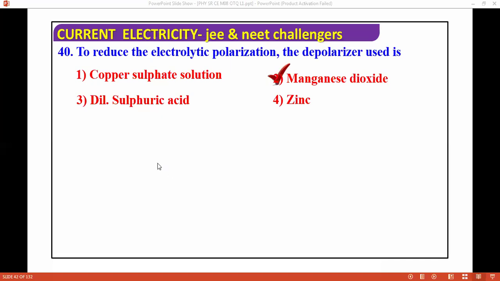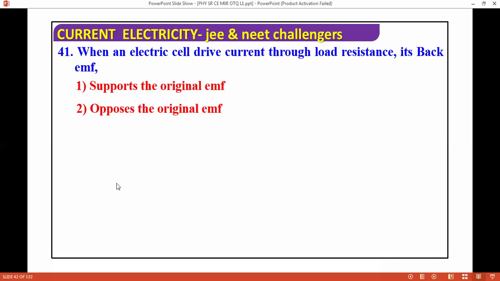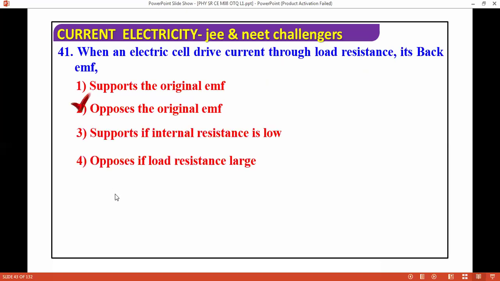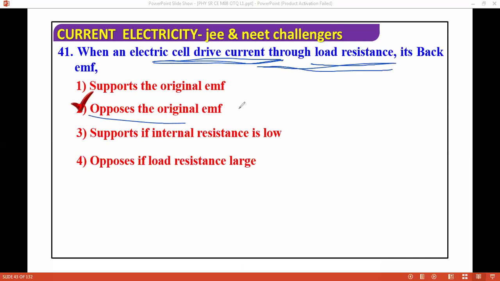The question is, when an electric cell drives current through a load resistance, its back EMF opposes the original EMF. Take care of this concept. When an electric cell drives current through a load resistance, it has a back EMF, which opposes the original EMF.